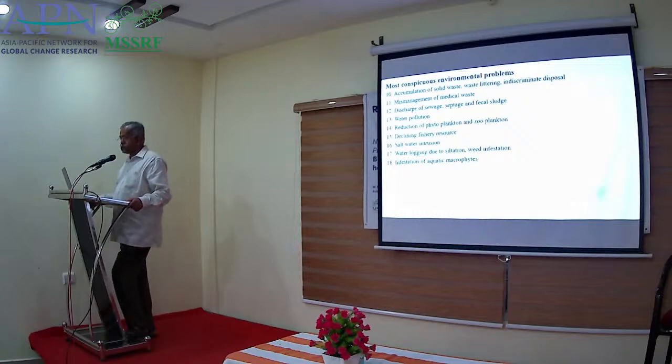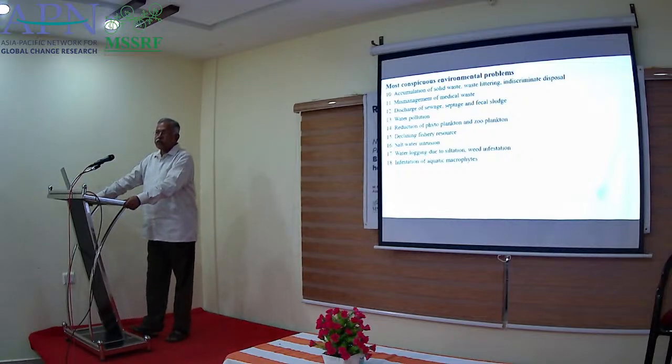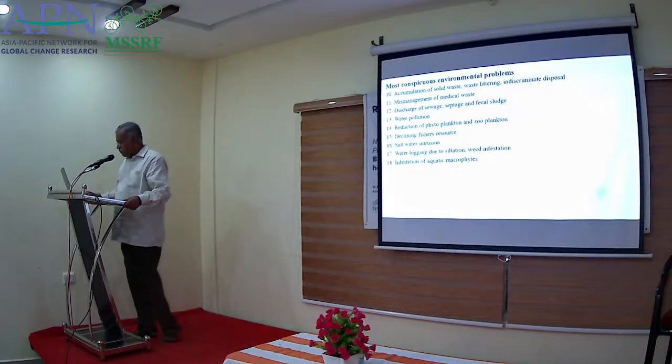Then declining fishery resources, and saltwater intrusion in the lower reaches. Of course, there we have made an intervention to prevent saltwater intrusion, but there are certain conflicts of interest and things like that. And waterlogging due to siltation, weed infestation, and infestation of aquatic macrophytes. So these are some of the issues that I have listed. You could list much more than what I have listed. If you study the ecosystem in more detail, you will be able to list more. So this is the first step, that we have identified the environmental issues of the Pamba River ecosystem. And from here we start.